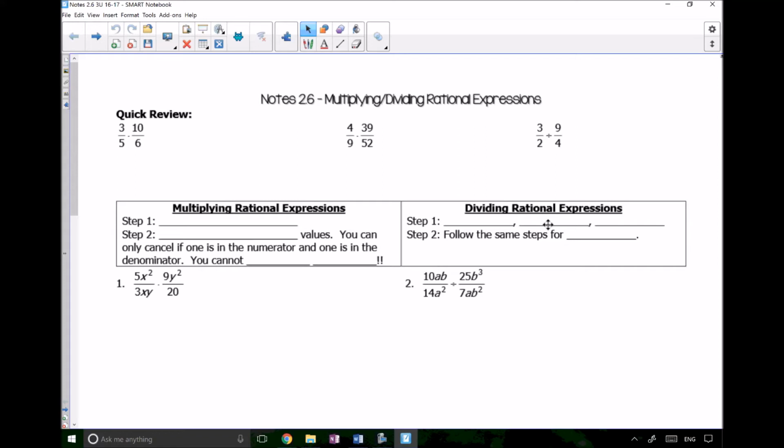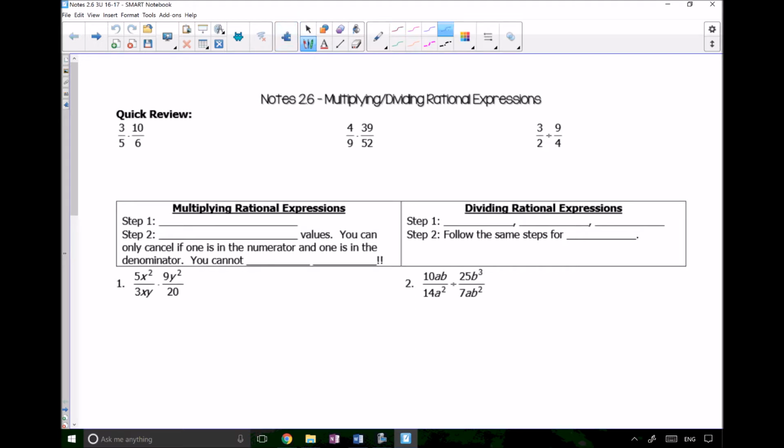So these are notes 2.6, which are on multiplying and dividing rational expressions. Before we get into it, I just want to do a quick review with you guys about how to multiply and divide regular numbers, and then we'll see how we can apply this to our rational expressions.